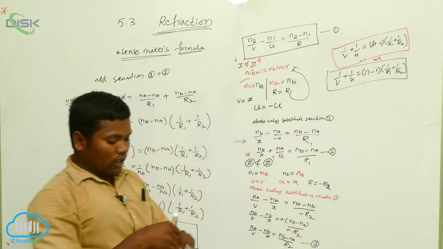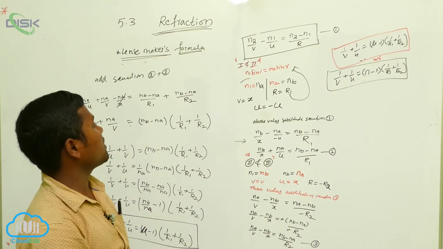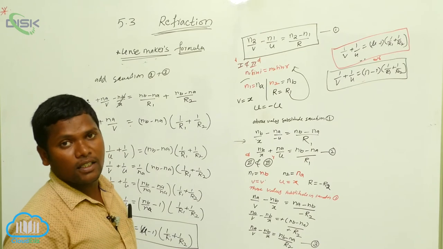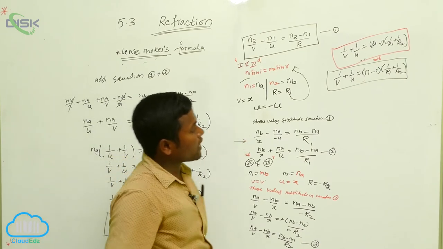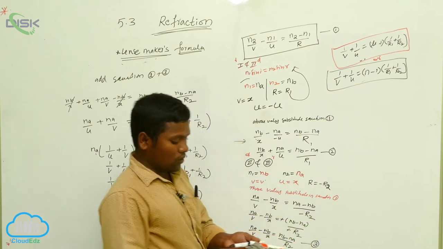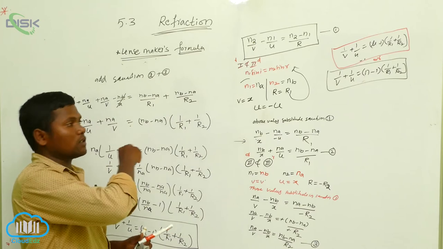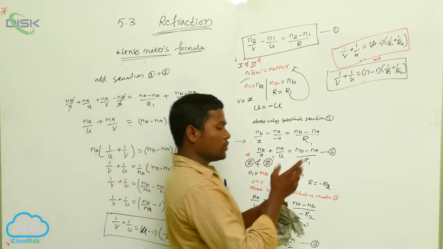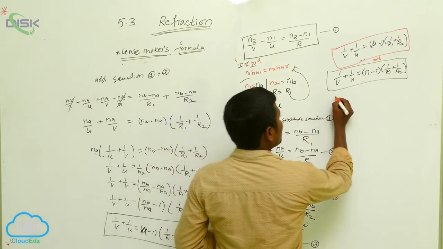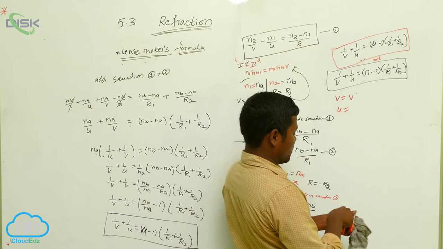So this is only for which lens did we consider here? Double convex lens. This we have to generalize for all lenses. For that purpose, simply we have to apply the sign rules. What are the sign rules? Always we have to measure the distance from the pole point. When you look at the diagram, U is equal to U only, V is equal to minus V. Then here, V is equal to V only. U is equal to how much? Minus U we have to take.